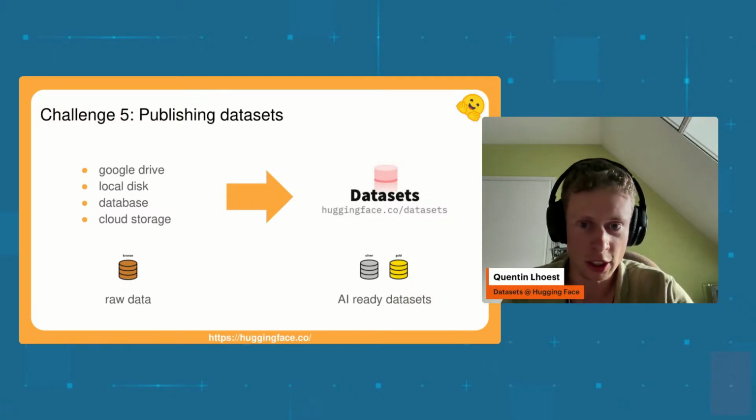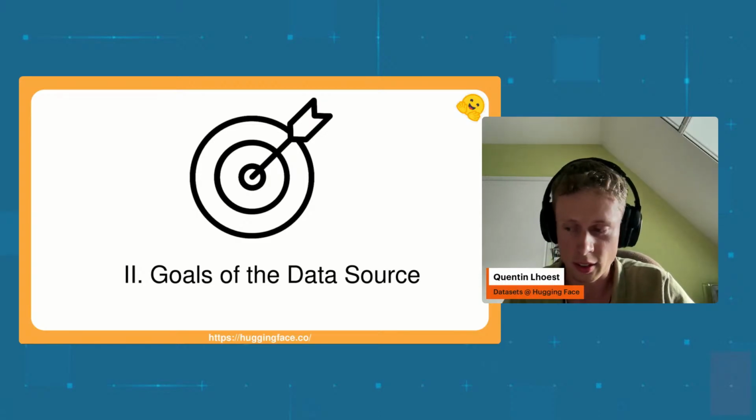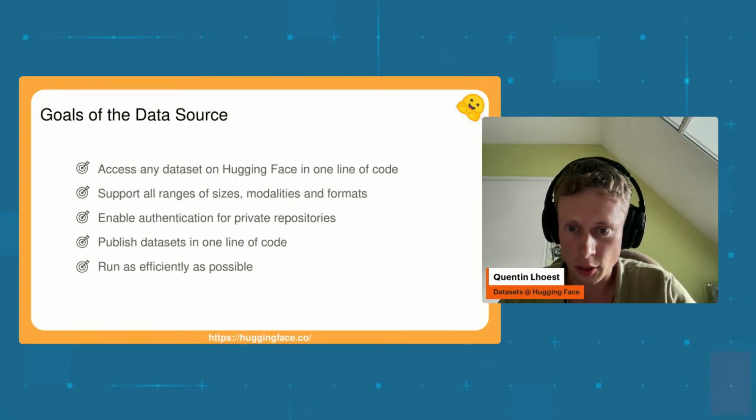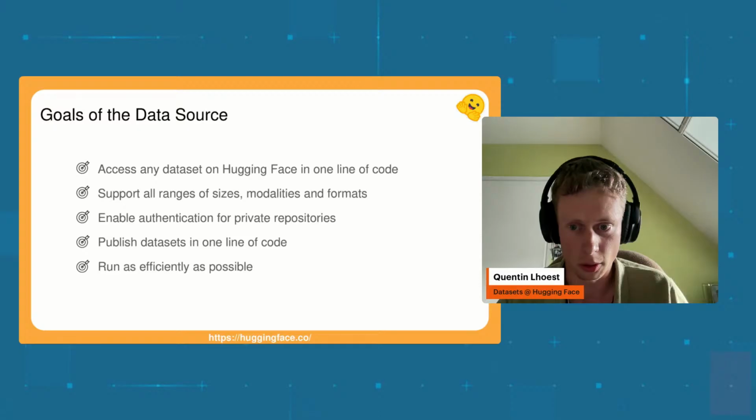So those are all the challenges we want to tackle, and the data source is a pretty good fit for that. Here is a list of all the goals that are linked to those challenges and that the data source has. First, access any dataset on the Hub in one line of code. That's something that we can do with the data source. Then support all ranges of sizes, modalities, and formats. All ranges of sizes, I mean, that's what Spark is meant for, right? Modalities and formats, we have some tools to do that, and we can plug them in the data source.